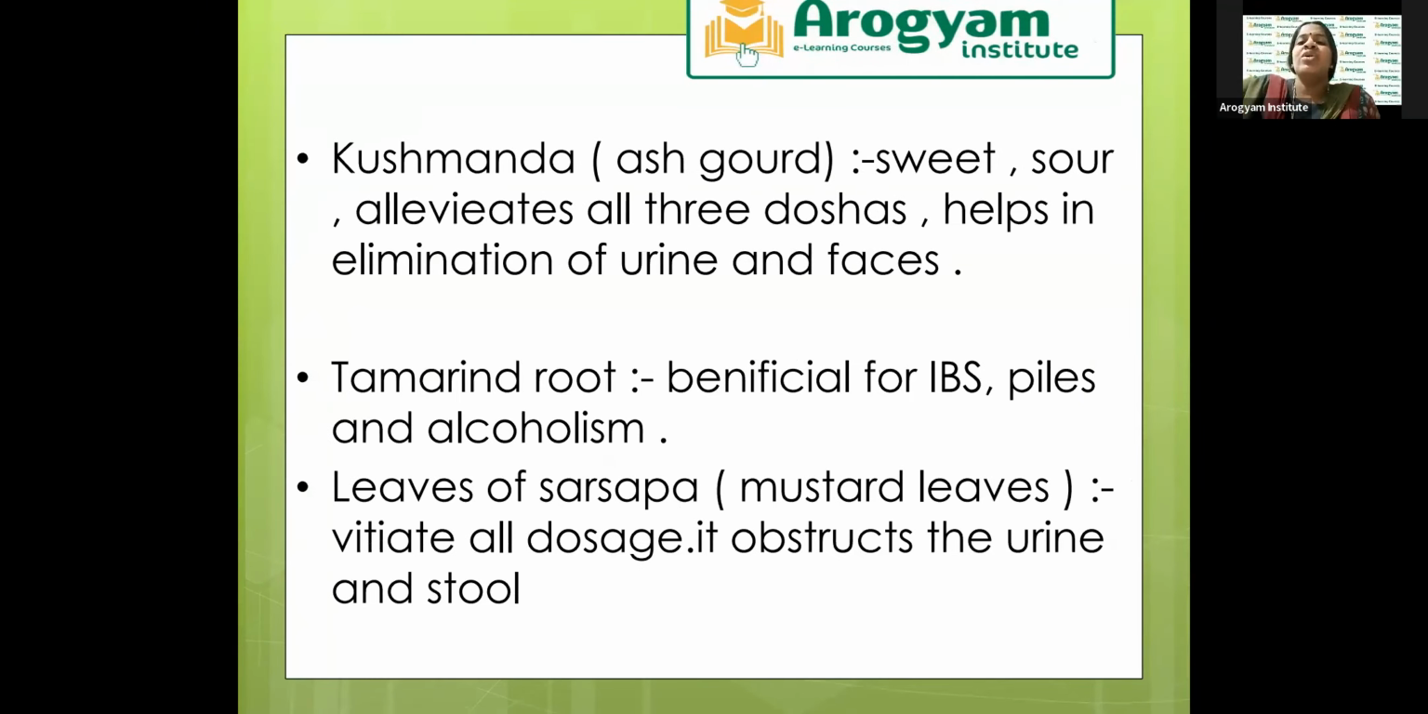Kushmand is ash gourd or white pumpkin. It is sweet, sour, alleviates all three doshas, helps in elimination of urine and feces. So Kushmand तो acidity में बहुत अच्छा काम करता है. And then tamarind ka root. This was also used as vegetable. It is beneficial for IBS, that is irritable bowel syndrome like conditions, piles and alcoholism. Leaves of sarshapa, sarson ka saag, so it vitiates all doshas. So it obstructs the urine and stool.